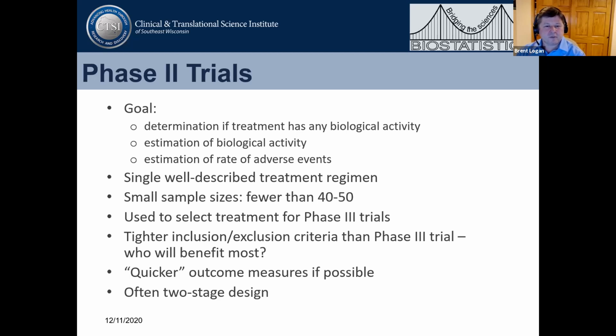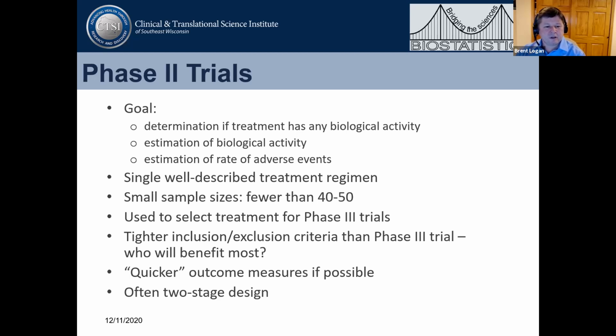Here you're trying to just confirm that the treatment is doing what we expect it to do. It's biologically active in a way that we expect to be beneficial to patients. Oftentimes the inclusion-exclusion criteria for a phase 2 trial will be a little bit stricter than a phase 3 trial. You're trying to identify a signal, so you may restrict to patients that are most likely to benefit.